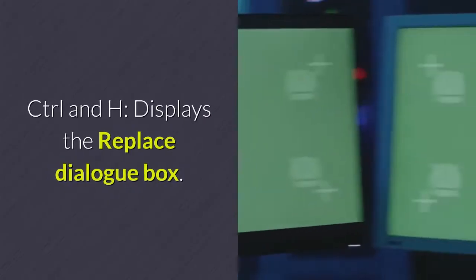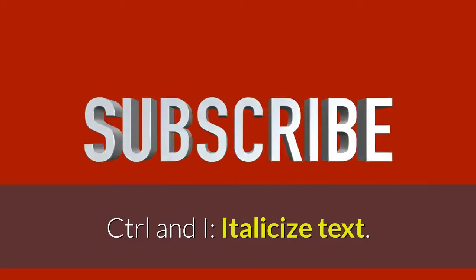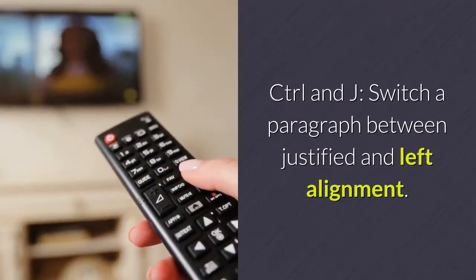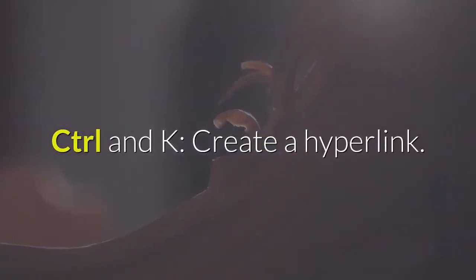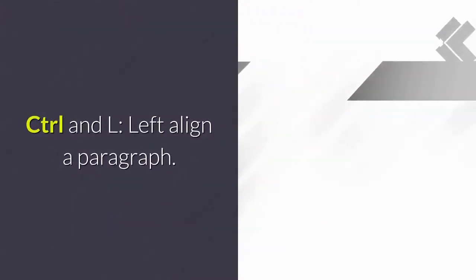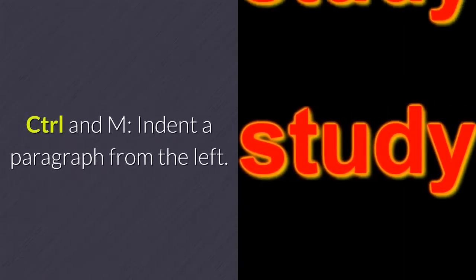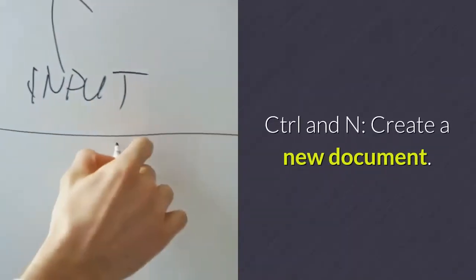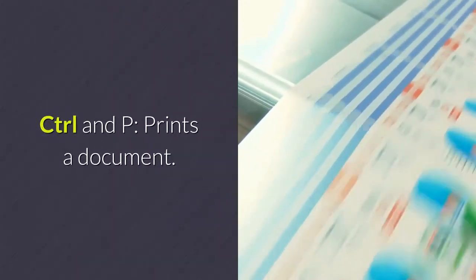Ctrl and H, displays the Replace dialog box. Ctrl and I, italicize text. Ctrl and J, switch a paragraph between justified and left alignment. Ctrl and K, create a hyperlink. Ctrl and L, left align a paragraph. Ctrl and M, indent a paragraph from the left. Ctrl and N, create a new document. Ctrl and O, opens a document. Ctrl and P, prints a document.